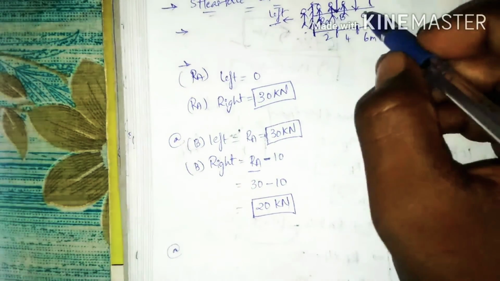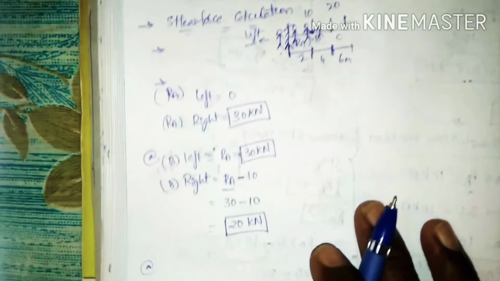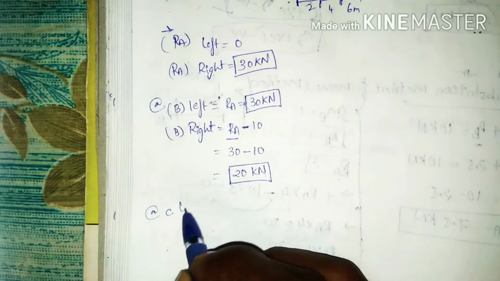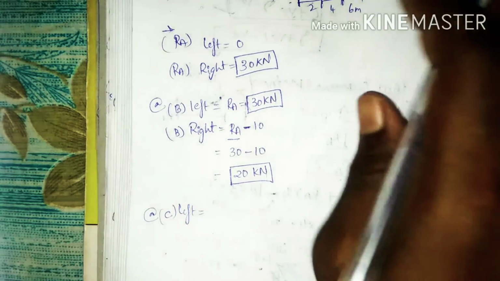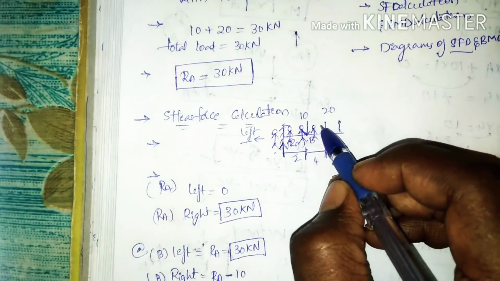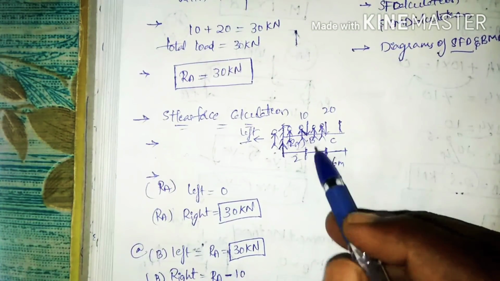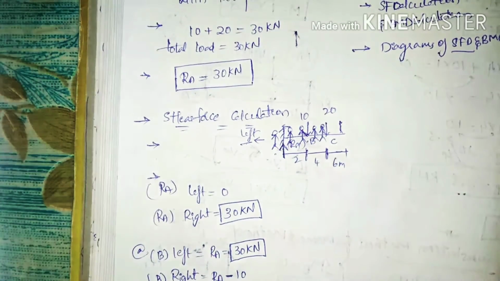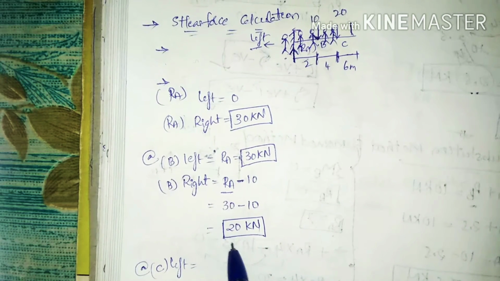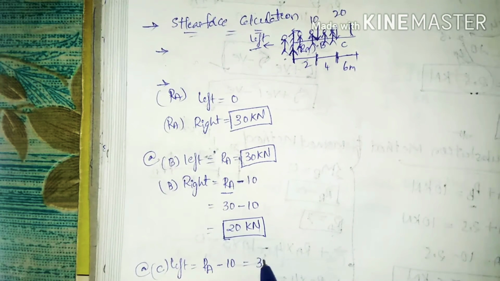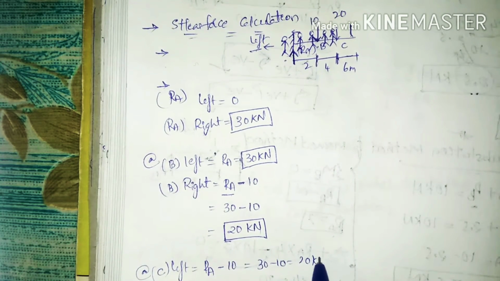Here I am going to C. For the left of C, when I stand here, I find only the RA reaction and a 10 kilonewton load acting downward, that is RA minus 10, which is equal to 30 minus 10, 20 kilonewtons.